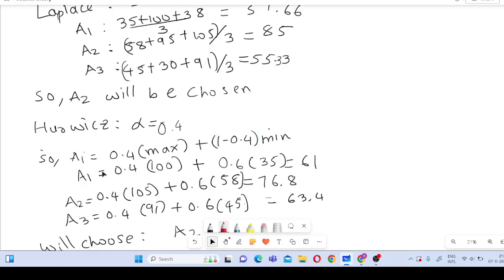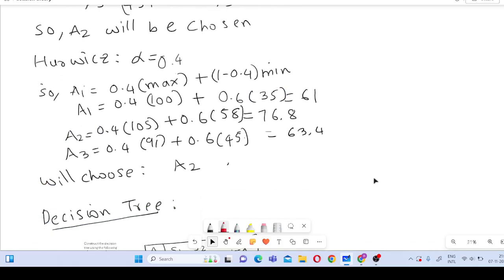Means for whichever action he is dealing with, he is going to consider 40% of the maximum plus 60% of the minimum. Similarly, for the action A2, he will consider 40% of the maximum and 60% of the minimum. In this way he will obtain the maximum value. The maximum value is 76.8, which lies in action A2. So he will choose the action A2.